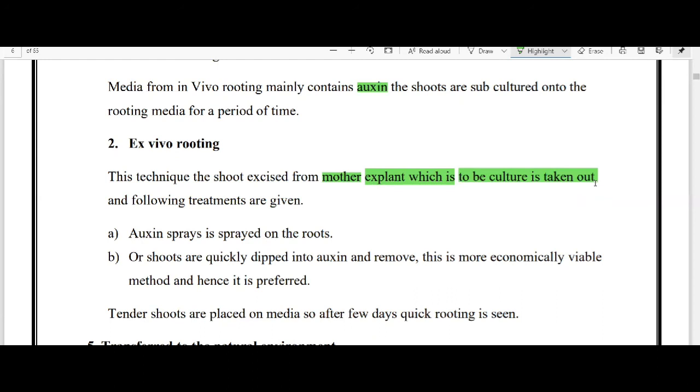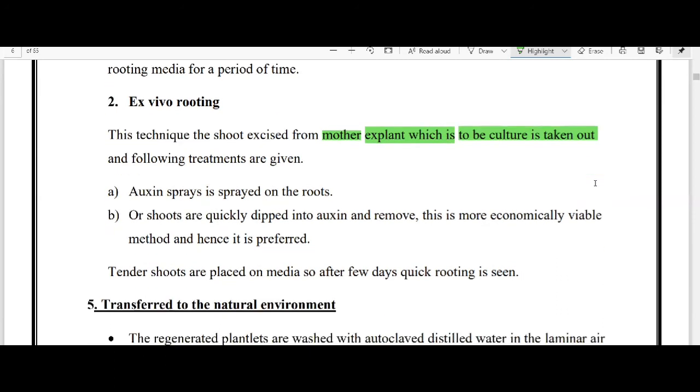We can give them auxin sprays. Auxins are sprayed on the shoot tips, or shoots are quickly dipped into auxin and removed. This is a more economically viable method and hence it is preferred. So ex vivo rooting is the more preferred method. Tender shoots are placed on the media. So after a few days, quick rooting is seen.